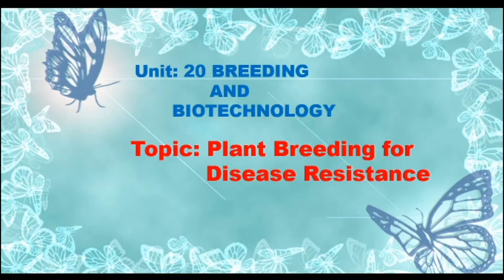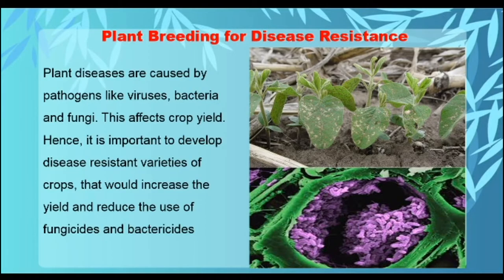So we should know what we mean by plant breeding for disease resistance. Resistance means to avoid or protect from something. Disease resistant means the plants have the capacity to avoid or protect themselves from disease. These are the things we are going to discuss today: plant breeding for disease resistance.